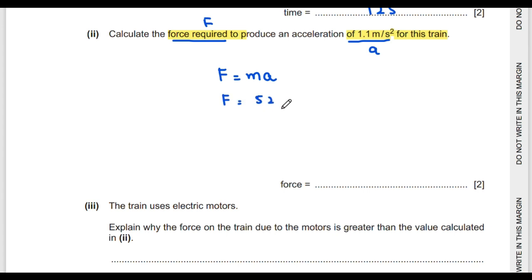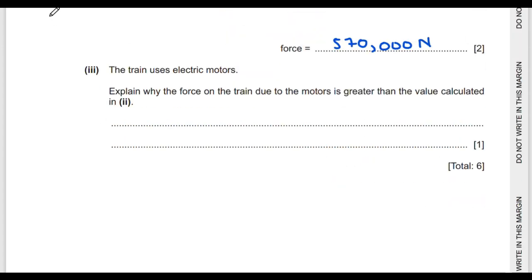Mass of the train is given, that is 520,000, and the acceleration is 1.1. Multiplying these both is 572,000. Rounding it off to two significant figures, it is 570,000 Newton. Third part is saying train uses electric motor.